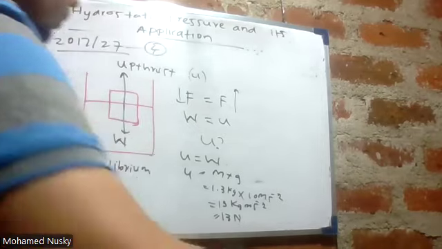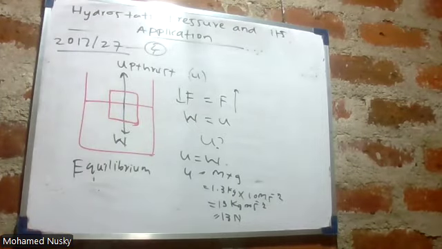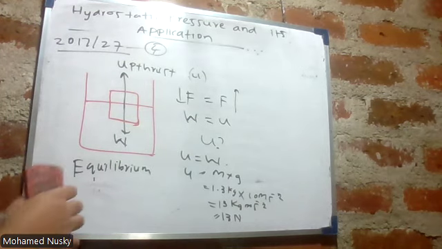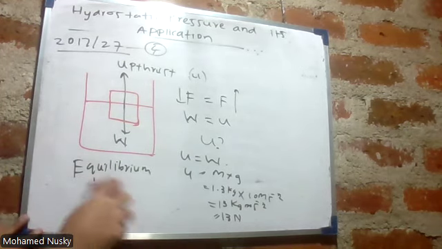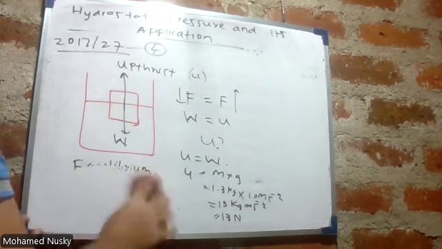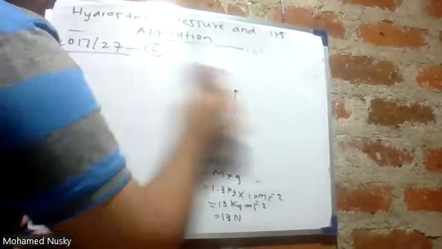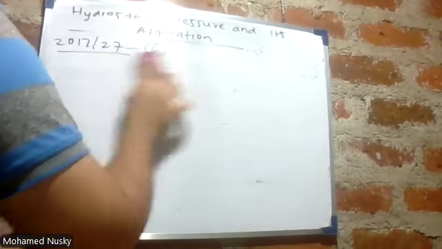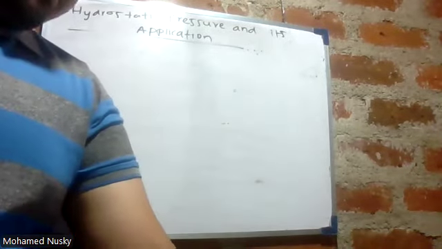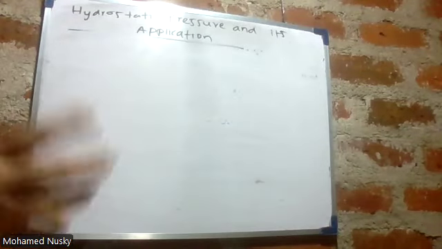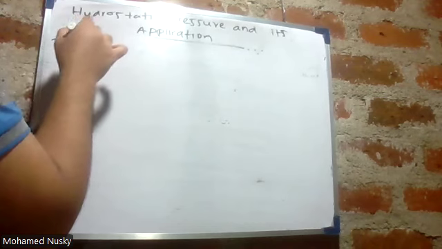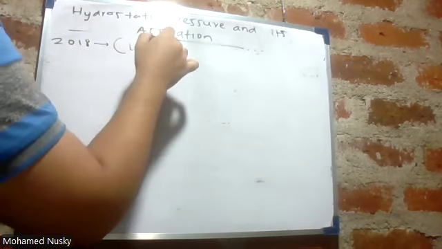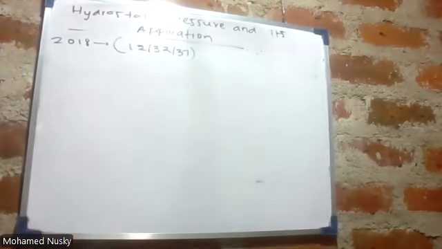So now we are going to move on. Next, we are going to 2018. In 2018, there are 3 questions: 12, 32, 37.